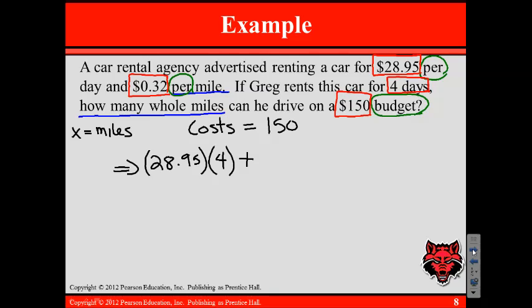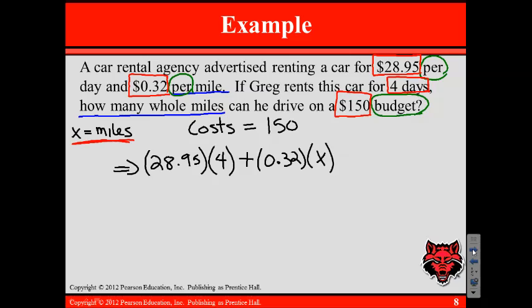We continue to go back through the problem, and we see that it will also cost 32 cents per mile. So 32 cents. Again, per means multiply. We want to multiply by the number of miles. If you remember, we decided that the miles were actually the unknown value we're trying to find. So here we're going to multiply by x, 32 cents times x.